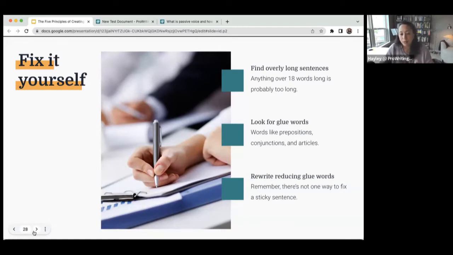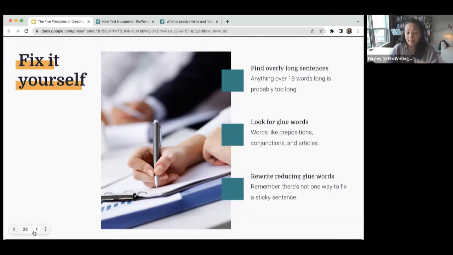First, have a look through your writing for anything that is overly long. Now, overly long is context dependent. So overly long for a kid's book is going to be different than overly long for an academic paper. But a general rule of thumb, if you're writing from anywhere from YA to adult, is that if a sentence is over 18 words long, it's probably too long. If you're writing middle grade or kid lit, over 18 words is almost definitely too long. But again, YA and beyond, anything over 18 words is probably too long.